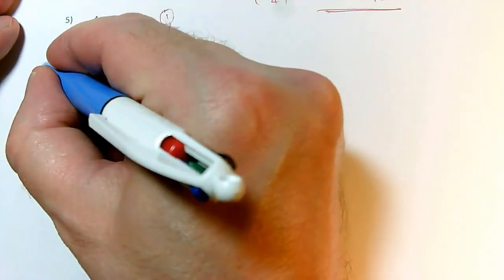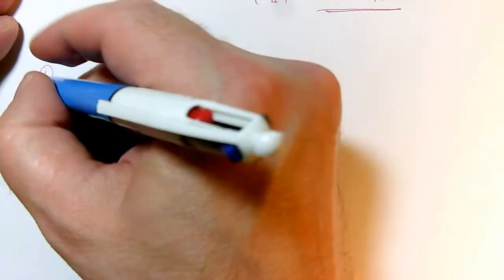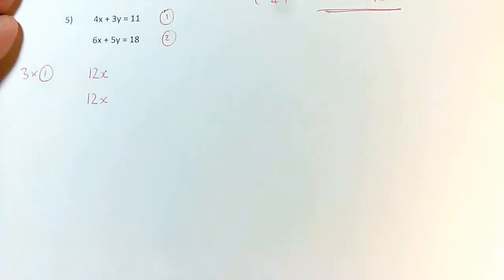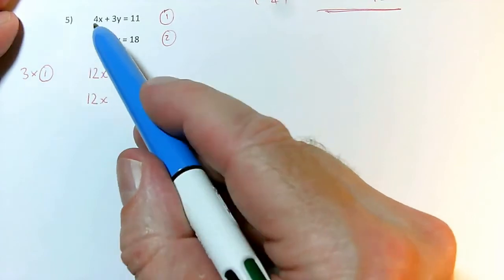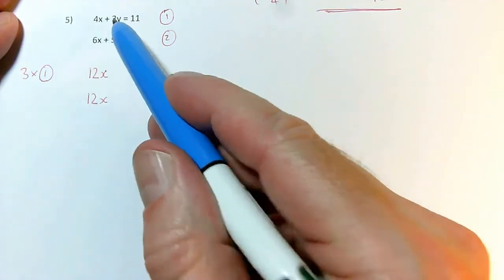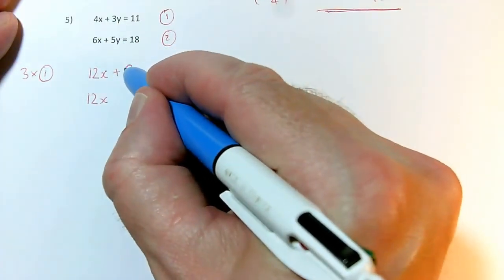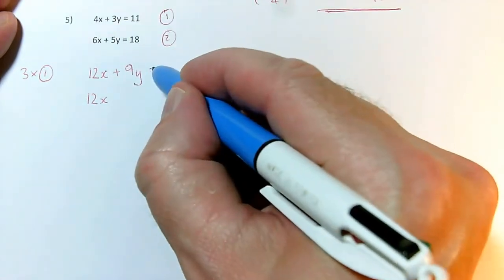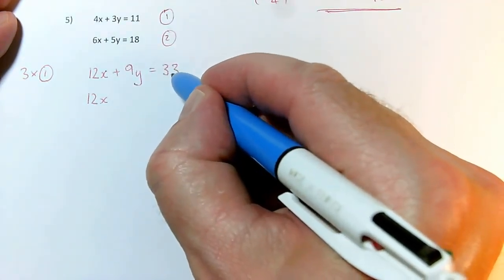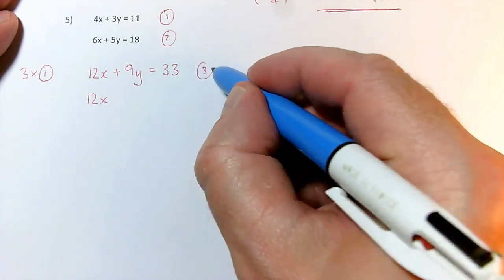So I need to do equation 1. Well, to get from 4x to 12x, I need to do 3 times equation 1. Okay, so what does that tell me? Well, I've multiplied this by 3 already, plus the 3y multiplied by 3 gives me 9y, and the 11 multiplied by 3 gives me 33. I'll call that equation 3.